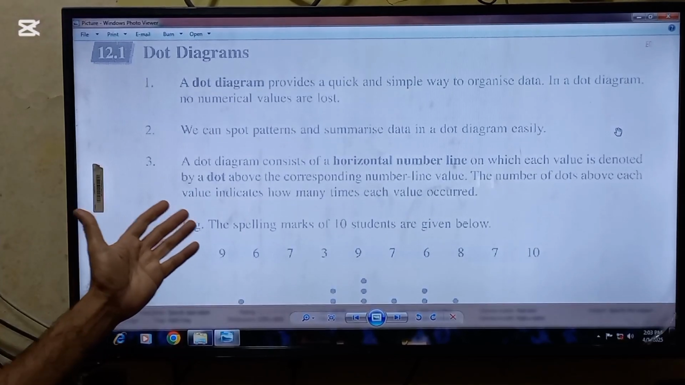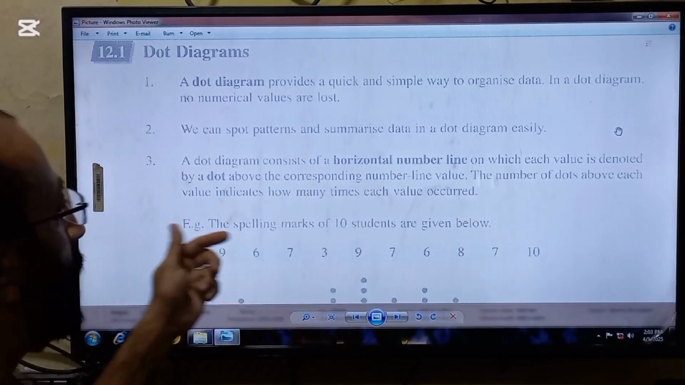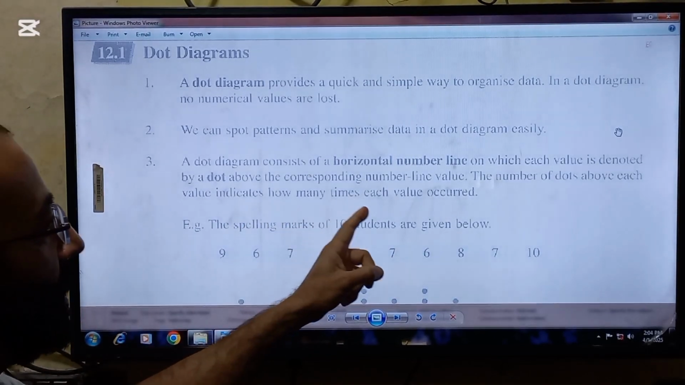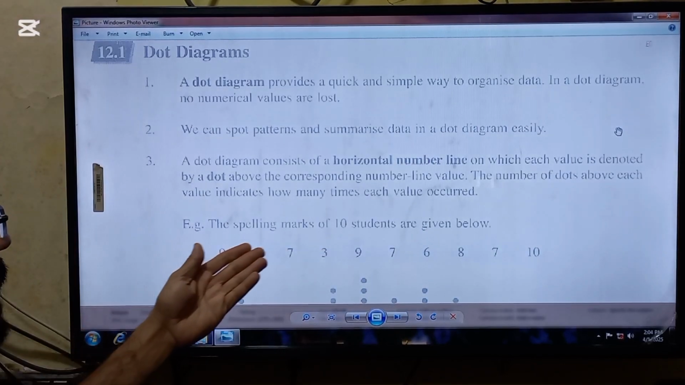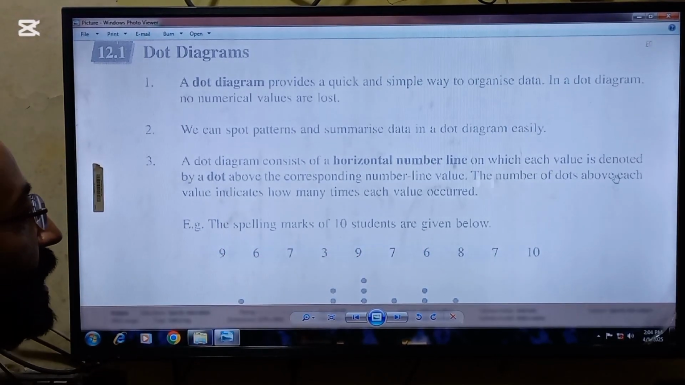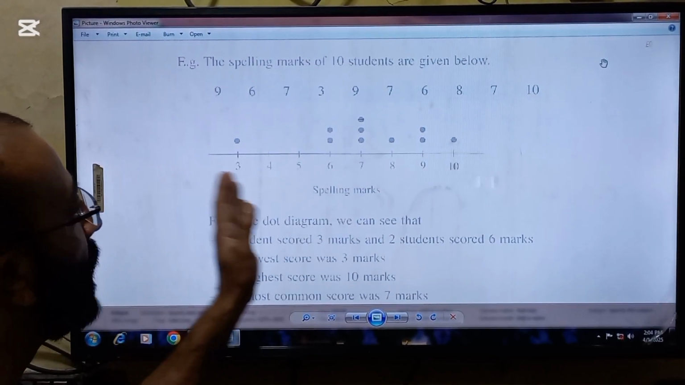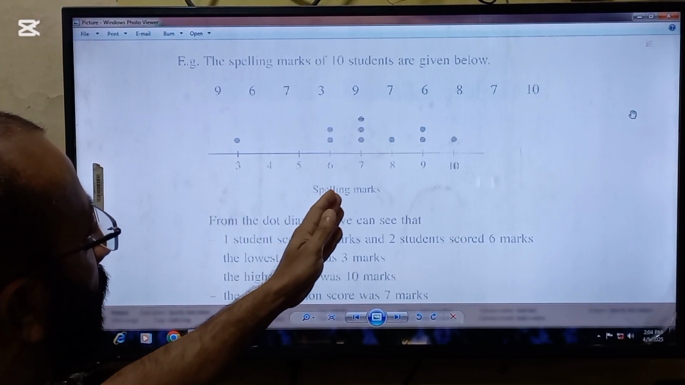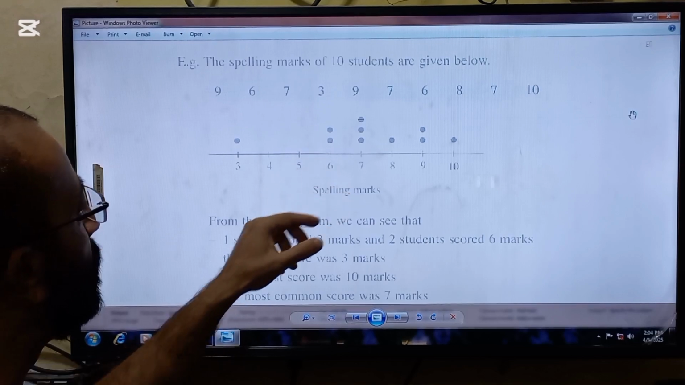Number three, a dot diagram consists of a horizontal number line on which each value is denoted by a dot above the corresponding number line value. The number of dots above each value indicates how many times each value occurred. For example, here is some explanation. This is a number line on which we have some numbers, that is 3, 4, 5, 6, 7, 8, 9, and 10. And on some numbers, there are some dots.